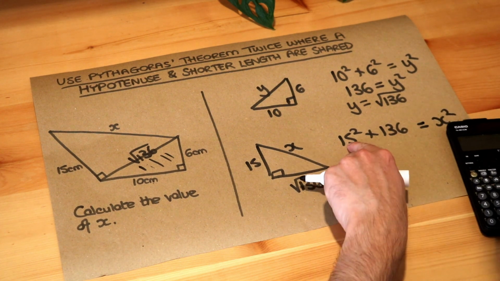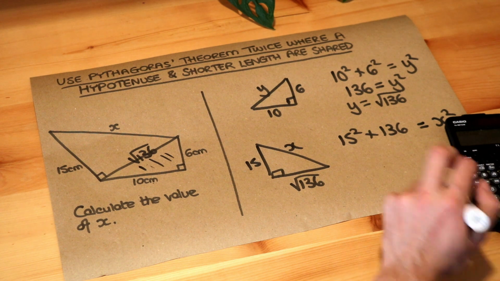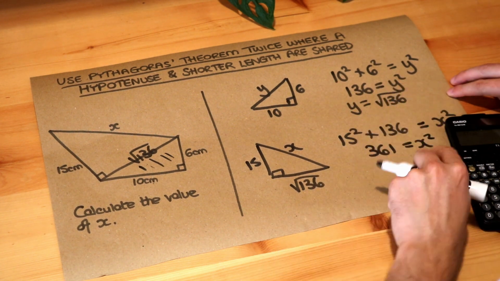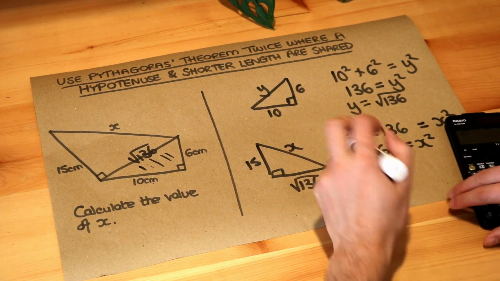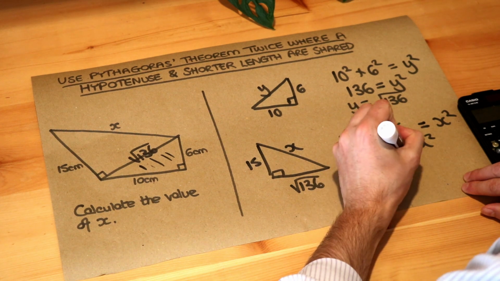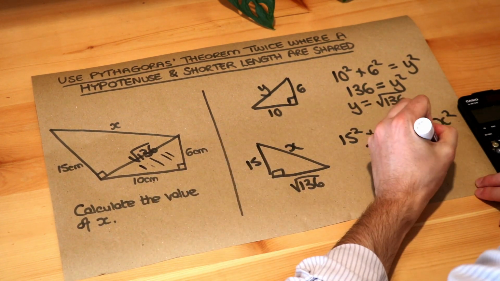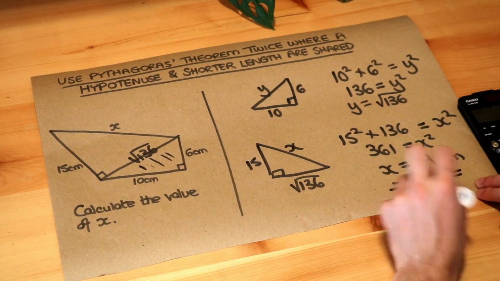And again, use our calculator: 15 squared, I know, is 225, plus 136 is equal to 361. And then to get rid of that squared, we just square root that answer. Oh, and it's nicely a whole number, it's 19. So we get 19, and what is the unit? It's centimetres. So this length x here is 19 centimetres, and that's the final answer.